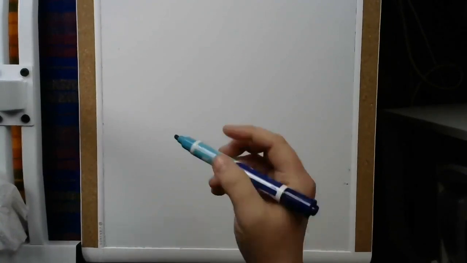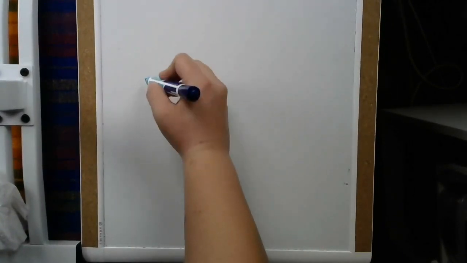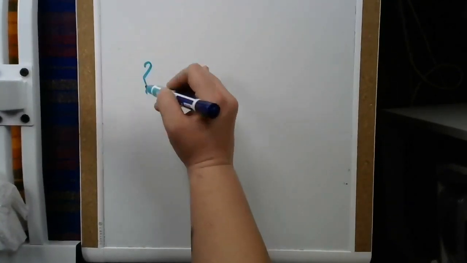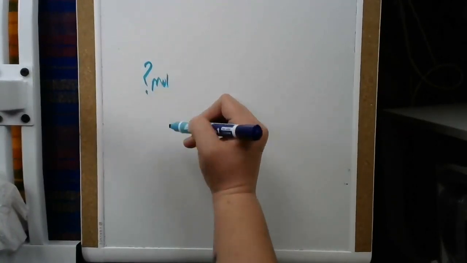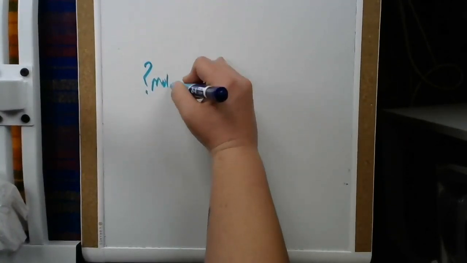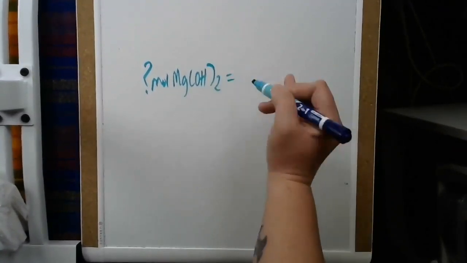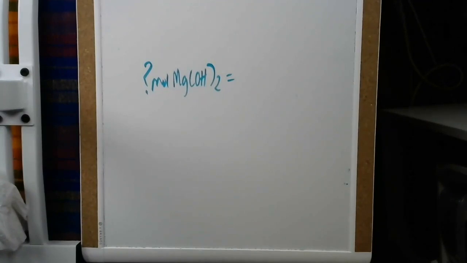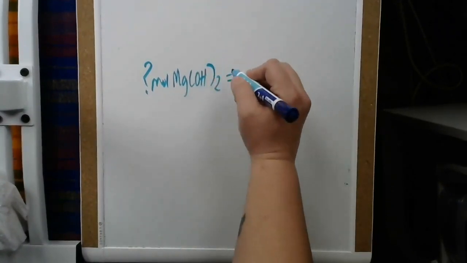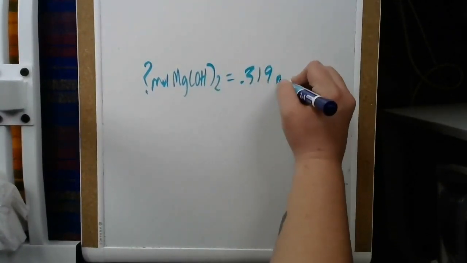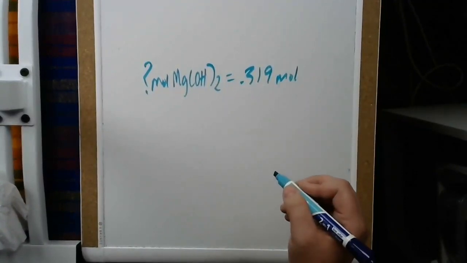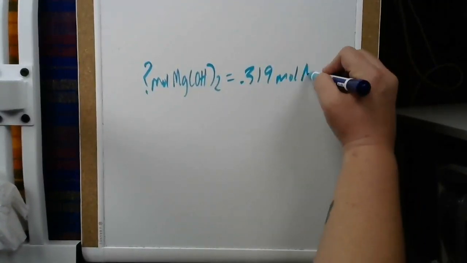So you set up these questions the same all the time. How many moles of Mg(OH)2 equals 0.319 of Mg3N2.